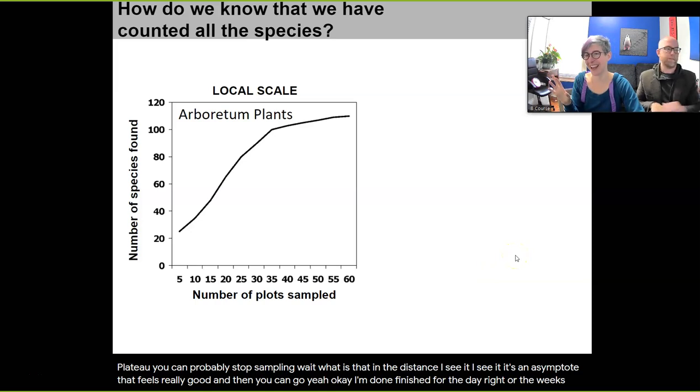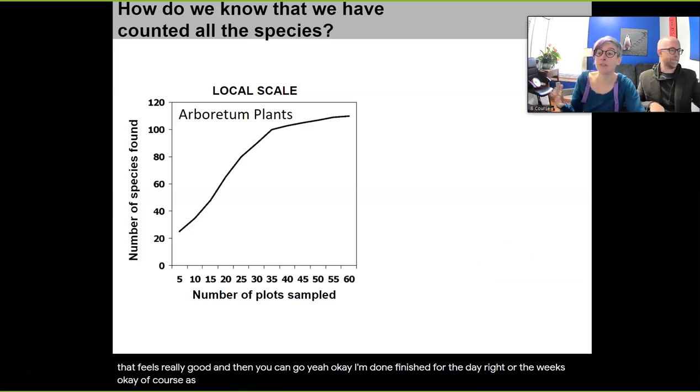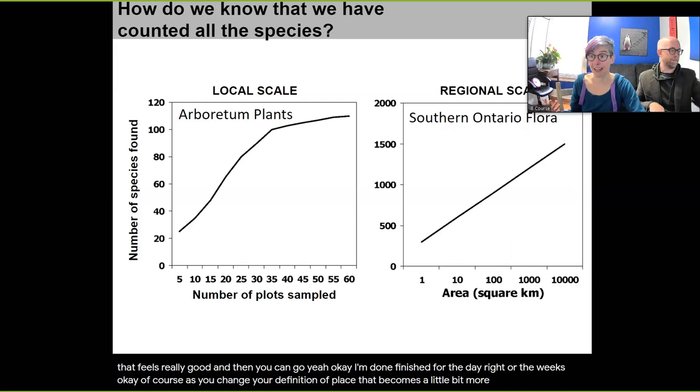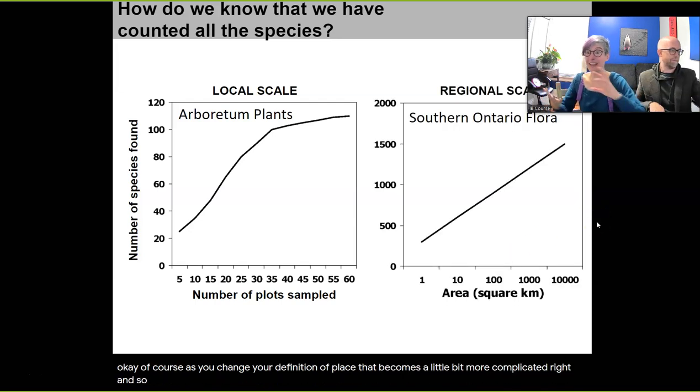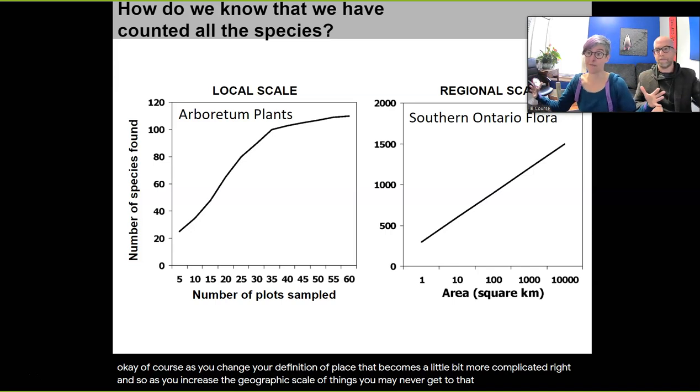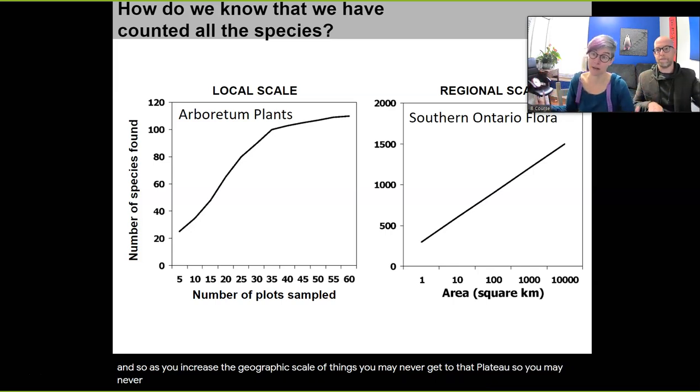Or the weeks. Of course, as you change your definition of place, that becomes a little bit more complicated. As you increase the geographic scale of things, you may never get to that plateau, so you may never be able to account for all of the different species.